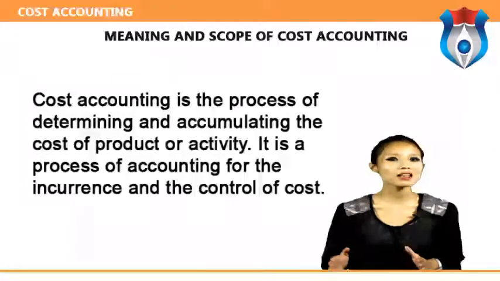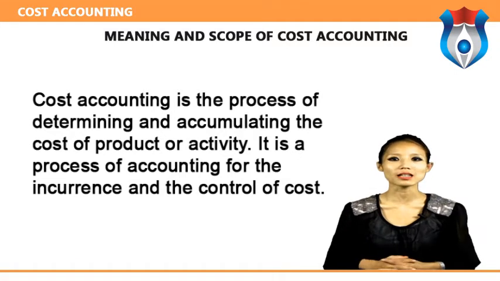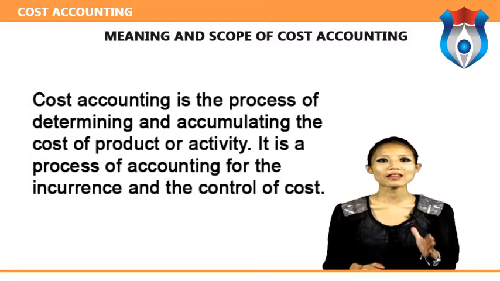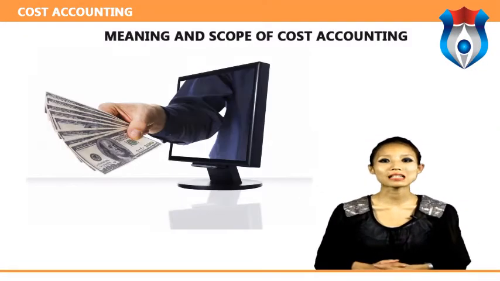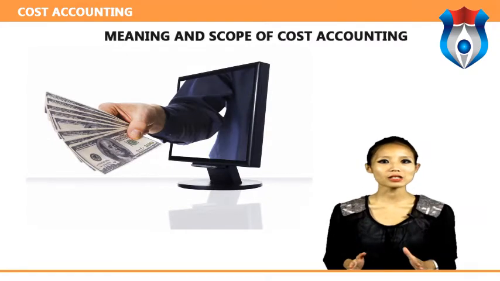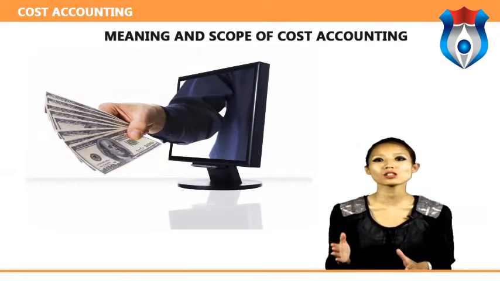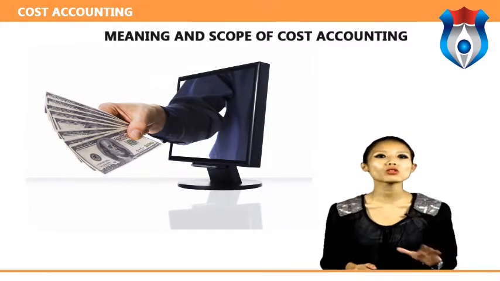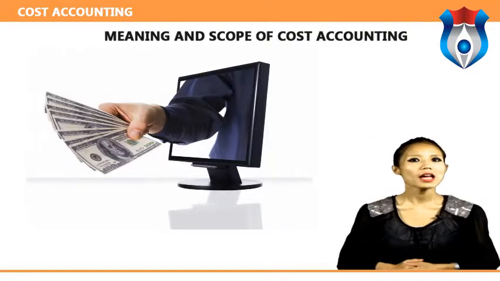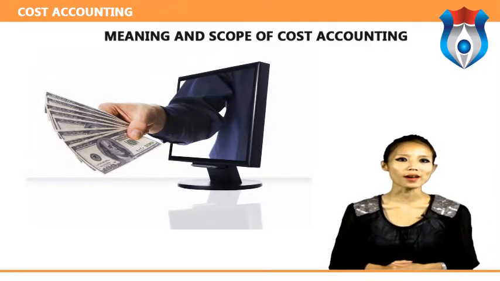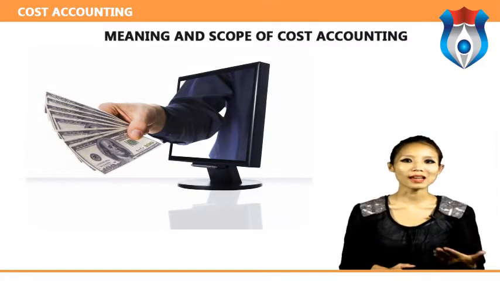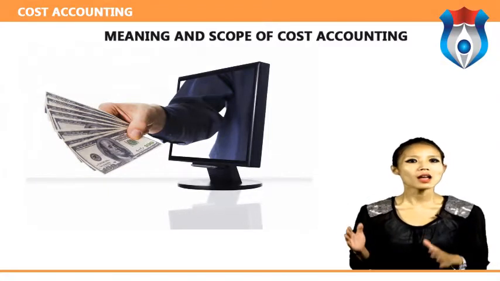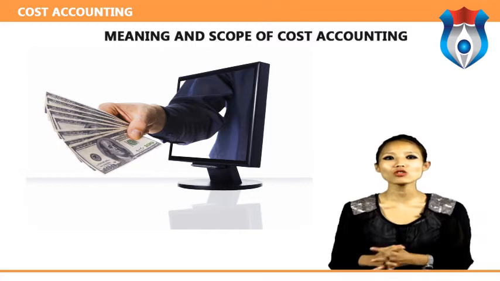Cost accounting is the process of determining and accumulating the cost of a product or activity. It is a process of accounting for the incurrence and the control of cost. It also covers classification, analysis, and interpretation of cost. In other words, it is a system of accounting which provides information about the ascertainment and control of cost of products or services. It measures the operating efficiency of the enterprise. It is an internal aspect of the organization.